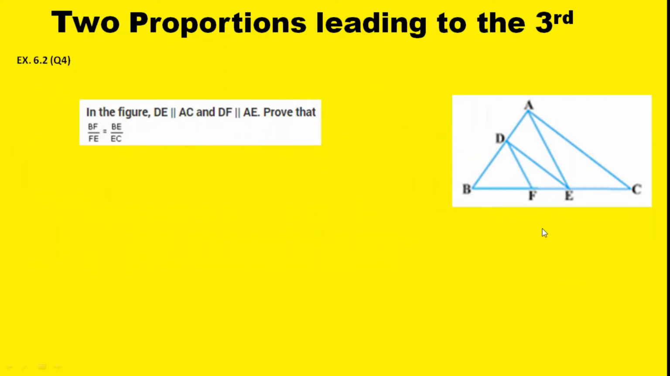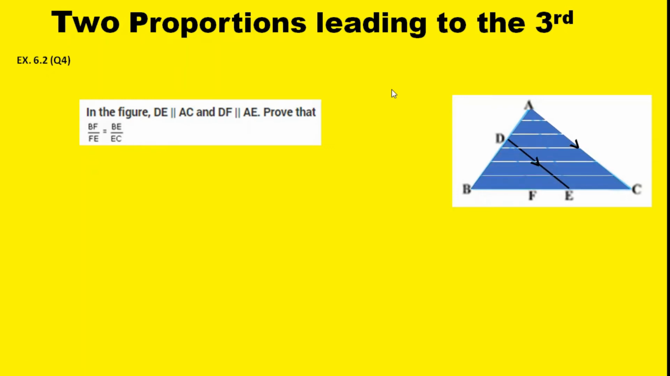Again, we have multiple triangles here and we have two pairs of parallel lines once again. Each pair of parallel lines will give us one proportion. So this will give us one proportion and this will give us one proportion. We will use those two proportions to make the third proportion. The only thing in these questions is to pick up the correct triangle.